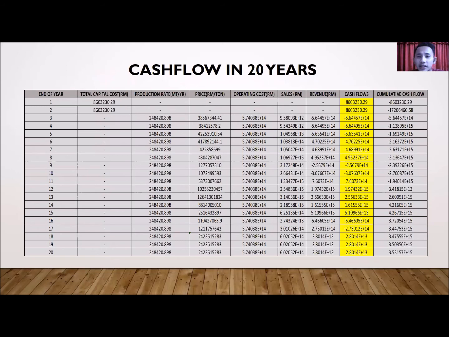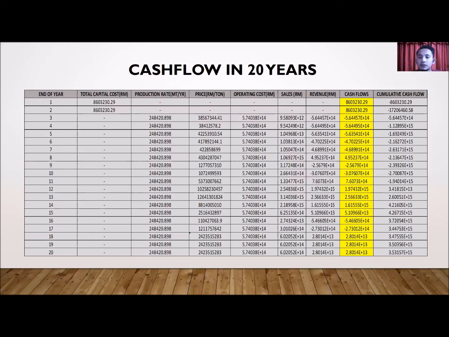So next, this is the cash flow in for our company in 20 years. We are getting our first revenue, which is the sale, at 8 years. But in the following years, we get negative cash flow. For the cumulative cash flow, we have calculated the positive amount at around 12 years.